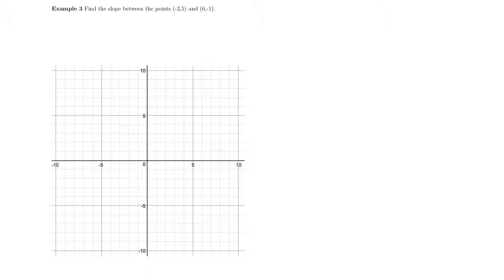And for the final example here, we want to find the slope between 2 given points. So I'm going to start by graphing these points in the xy plane. So negative 2, 5, and 6, negative 1. So for negative 2, 5, that's here. So that was left 2 and up 5. And for 6, negative 1, that's here. I went to the right 6 and down 1.